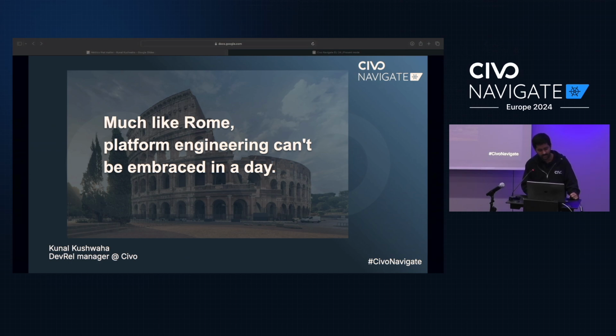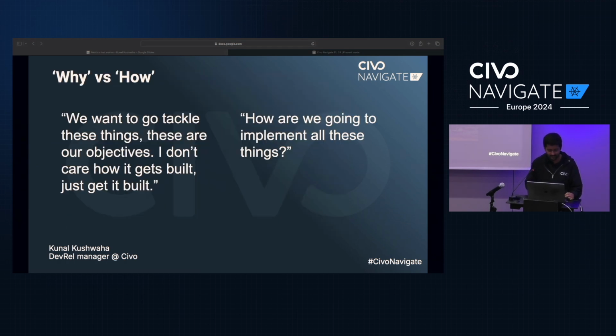Also want to mention, did you catch Mark's keynote yesterday? He mentioned start with why, this talk by Simon. Yeah, I think that's really good. But for leadership, you should also focus on how. Oftentimes you'll just hear people say, okay, we want to go tackle these things. This is what we need. These are our objectives. I don't care how you build it, just do it.